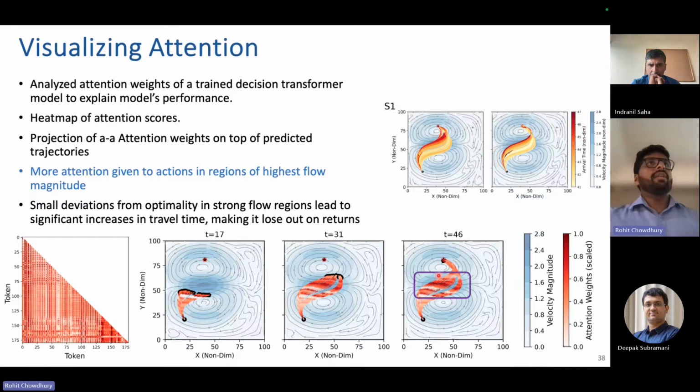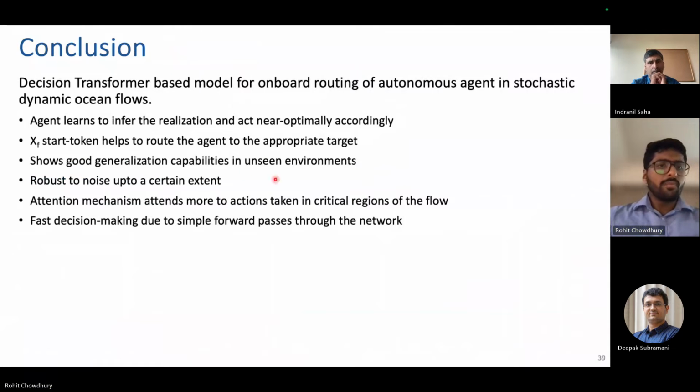And that ties in very well with the intuition that if you're in a critical region of the flow and if you happen to take a slightly wrong action, it will have a more adverse effect on the expected arrival time. And so that is exactly what we see in this heat map too. And that helps us up to a certain extent explain why these models are working well.